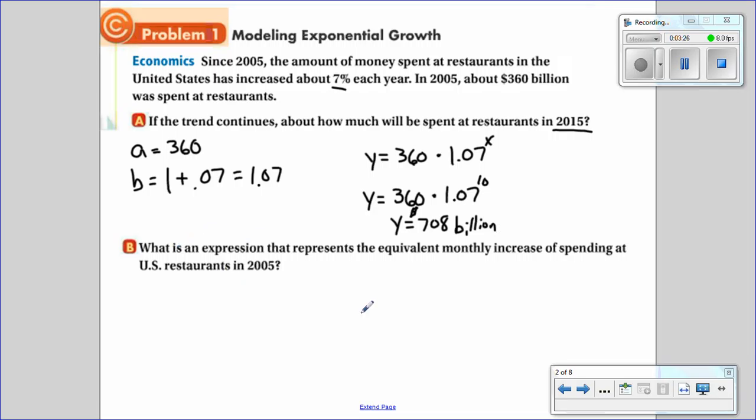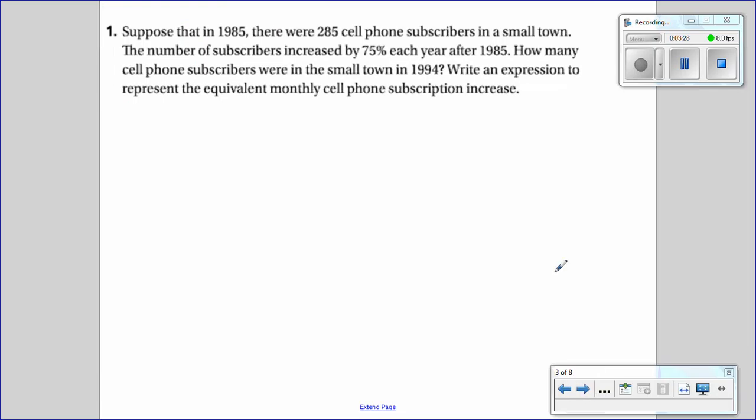We're going to skip this, and we're going to give you a chance to do this one on your own. So go ahead and pause the video. Try this one on your own.